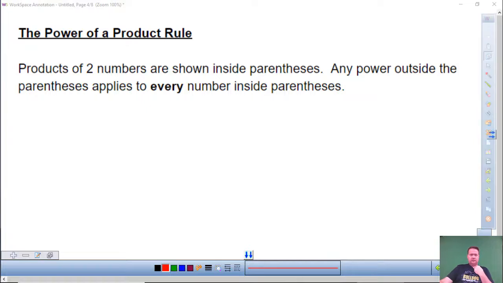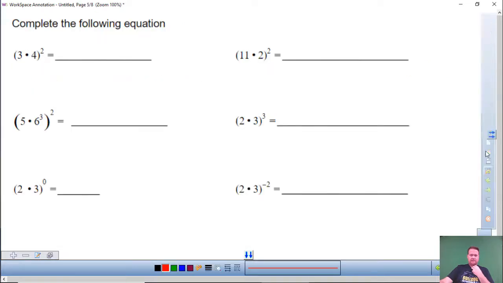So let's take a look at another rule of exponents, which is the power of a product. And for power of a product, we're going to see some parentheses, we're going to see some numbers on the inside, and each number on the inside is going to become a base. And the power is going to apply to every number that's inside the parentheses. So let's go take a look at an example of what this looks like.